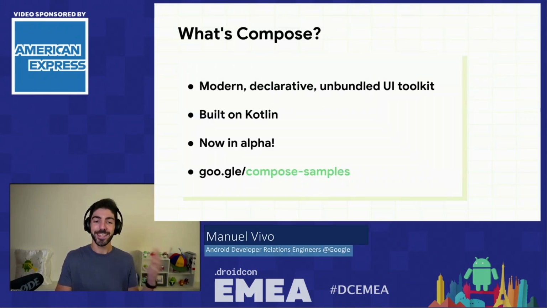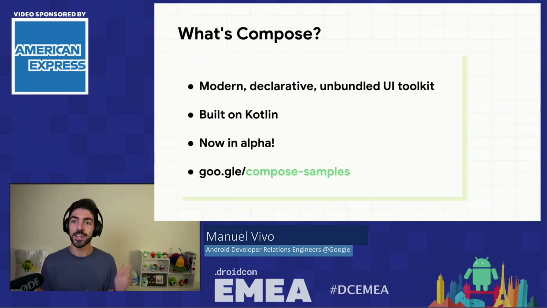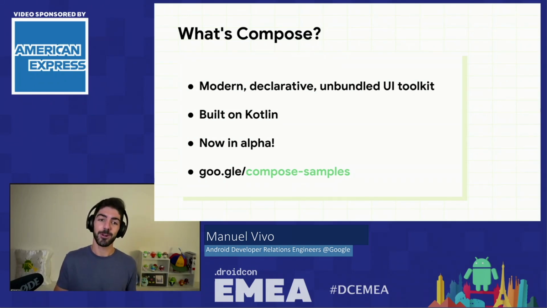I hope that by this time you already know what Compose is, but in case you don't, it's a new UI toolkit made for Android by the Google team. Now Compose is in alpha, and in alpha we released a bunch of samples just to showcase what you can do with Compose and get some inspiration from it. In this talk we are going to show some of those examples, and there is the URL in case you want to check them out later.